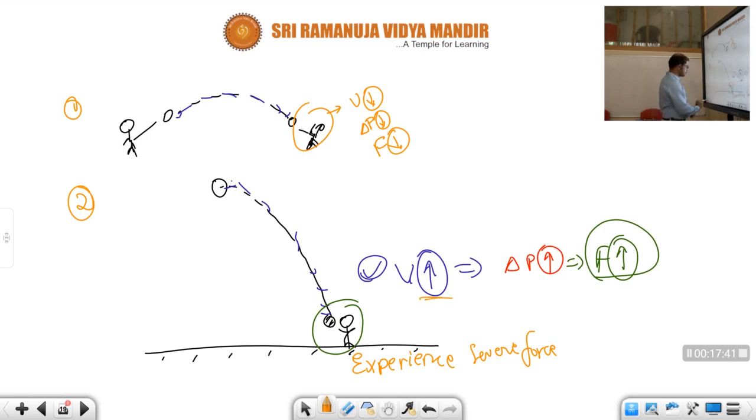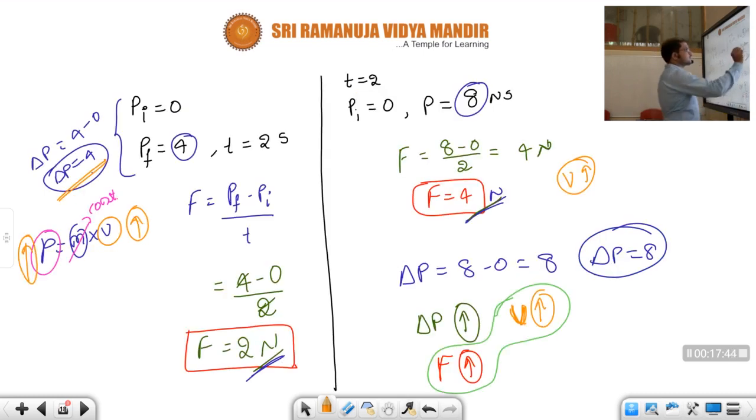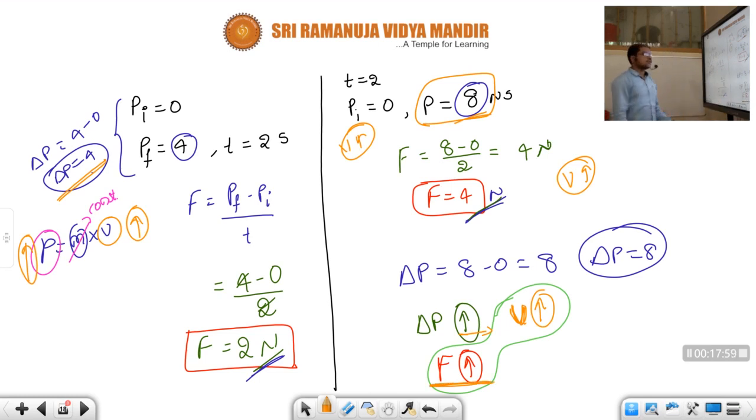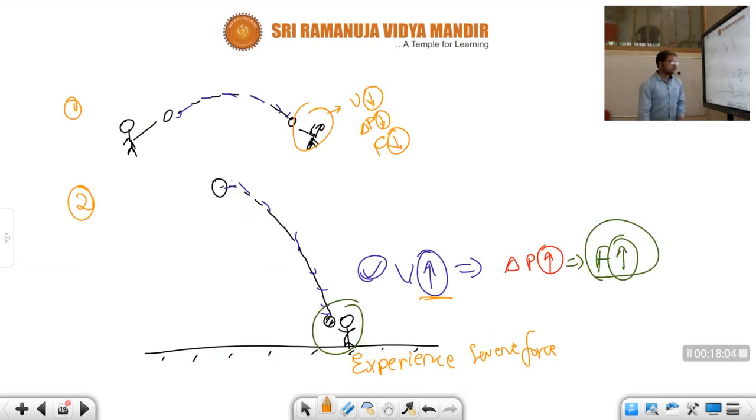Whenever the speed increases, what will happen, children? Since the speed increased, what happened? Momentum increased. Since the momentum increased, what happened here? Force also increased. Numerically, this is the proof, children. So we understood that when the change in momentum is more, the force exerted by that particular object is also more. Fine.